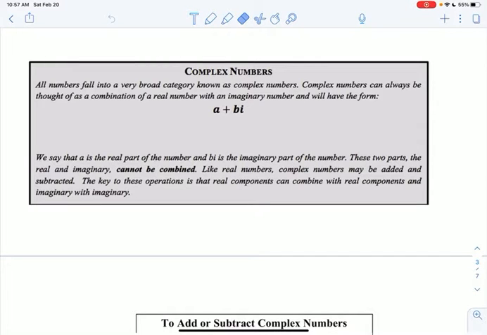Hi, Algebra 2. This is Unit 9, Lesson 1 and 2, and we already started this yesterday in class, so you already have the first part of it. We're on the second part right now, talking about complex numbers. So what is a complex number?